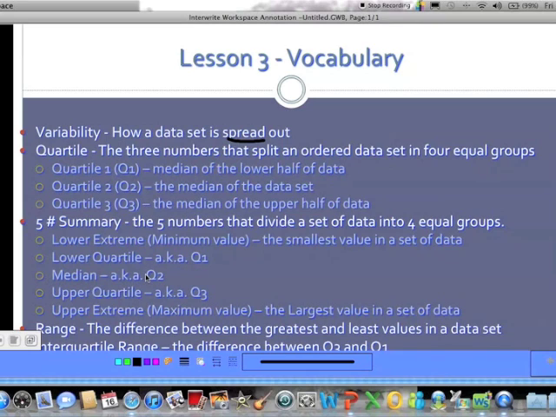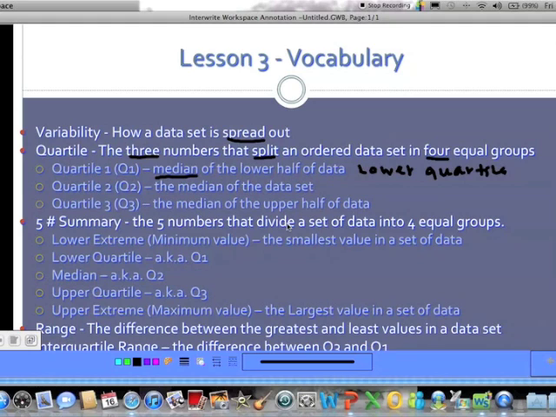Quartile is the 3 numbers that split an ordered data set in 4 equal groups. All right, and we have 3 different quartiles. Quartile 1, which is also referred to as the lower quartile. The lower quartile, or Q1, is the median of the lower half of the data.